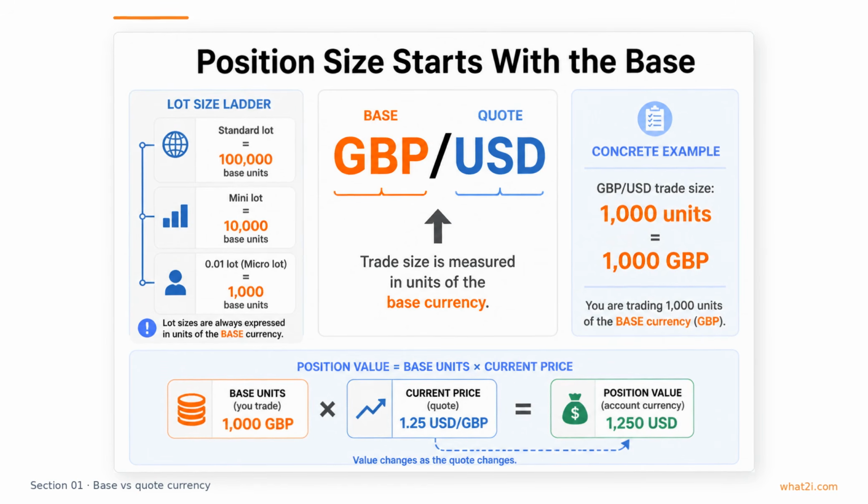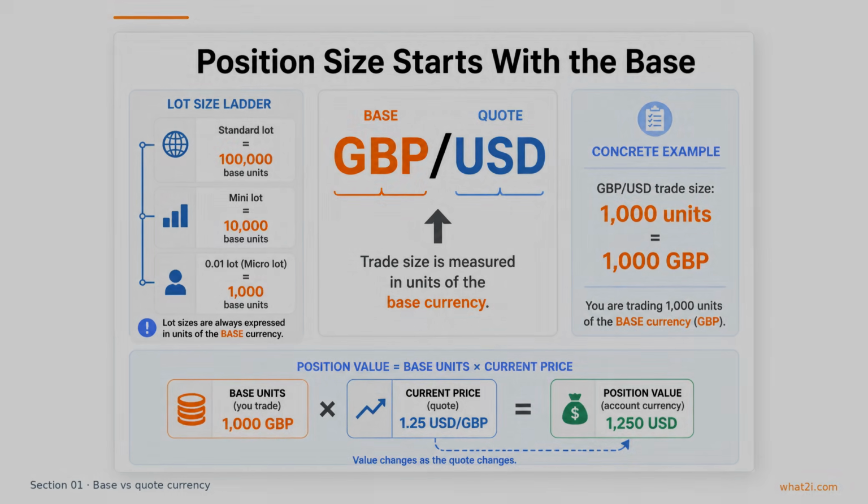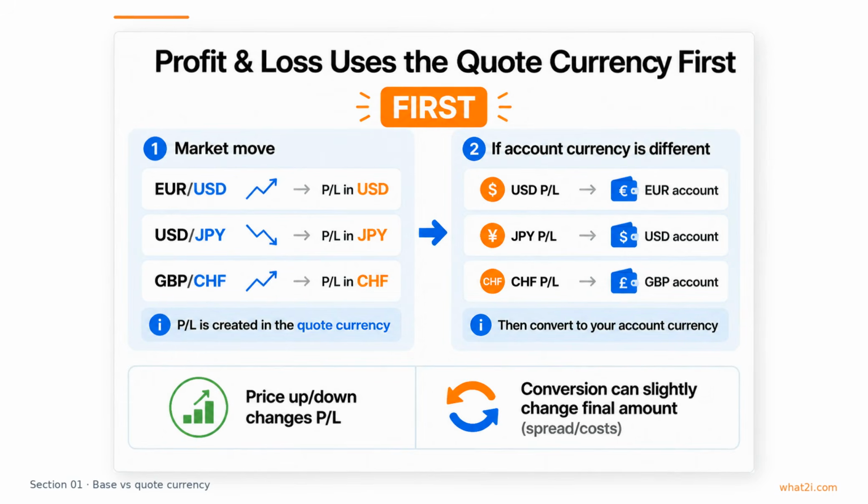In GBP/USD, a 1,000 unit trade means you are trading 1,000 pounds. The value of that position in the quote currency changes with the current exchange rate. So trade size starts with the base, but the market value depends on the quote. Profit and loss are first calculated in the quote currency of the pair. If you trade EUR/USD, your gain or loss is naturally measured in US dollars. If you trade USD/JPY, it is first measured in Japanese yen, and for GBP/CHF, it is measured in Swiss francs.